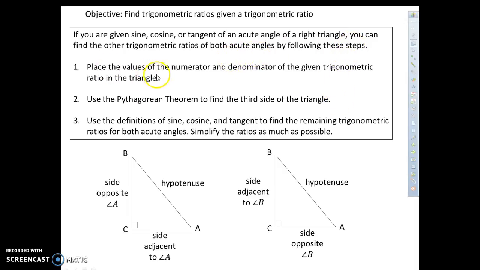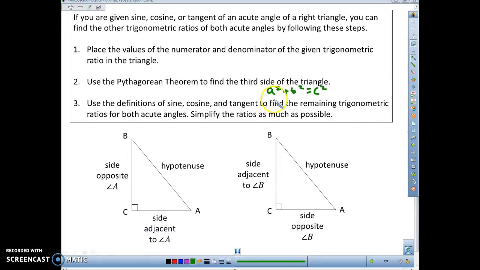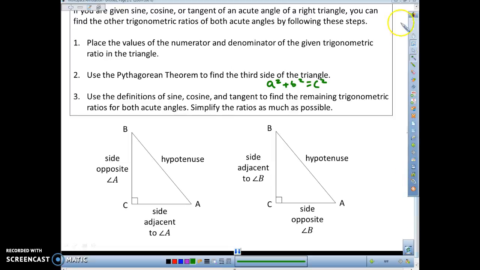Step 1, place the values of the numerator and denominator of the given trigonometric ratio in the triangle. Step 2, use the Pythagorean theorem to find the third side of the triangle. If you have forgotten good old Pythagoras' theorem, a squared plus b squared is equal to c squared. And step 3, use the definitions of sine, cosine, tangent to find the remaining trigonometric ratios for both acute angles. Lastly, we'll simplify the ratios as much as possible.